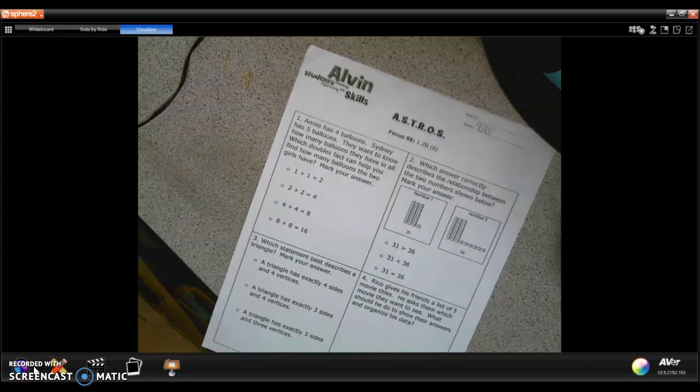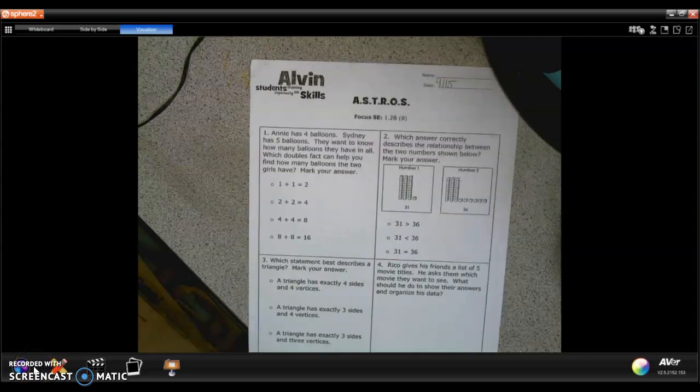So today we're going to be doing 1.2b8. Annie has 4 balloons, Sydney has 5 balloons. They want to know how many balloons they have in all. Which doubles fact can help you find out how many balloons the 2 girls have?